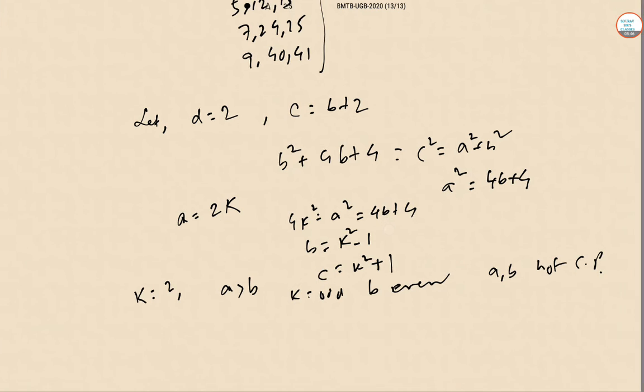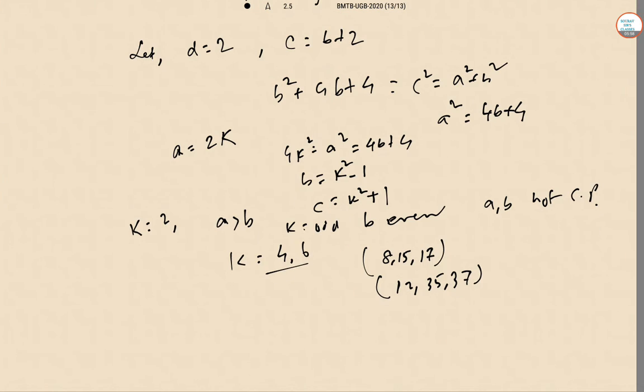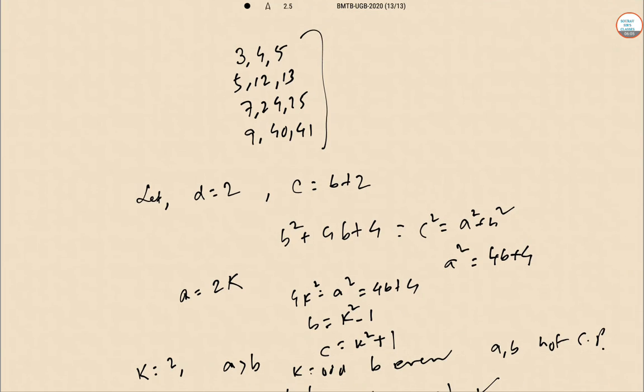So in this case, k equal to 4 and 6 we can take. So the corresponding triangles will be 8, 15 and 17, and 12, 35 and 37. So the 6 triangles that satisfy this equation are these 2 and these 4. So total 6 is the answer. Now we move to the last question.